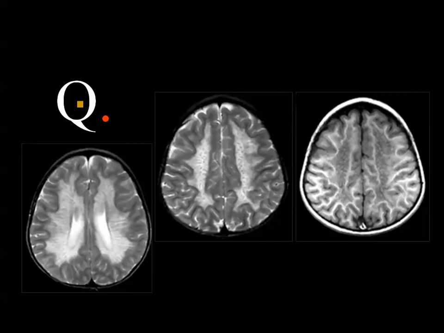What is this examination? MRI of the brain, axial T2 and axial T1. Then where is the pathology? In the white matter. What is the pathology? Diffuse abnormal white matter signal. The abnormality is bright in the T2 and hypo-intense in the T1.